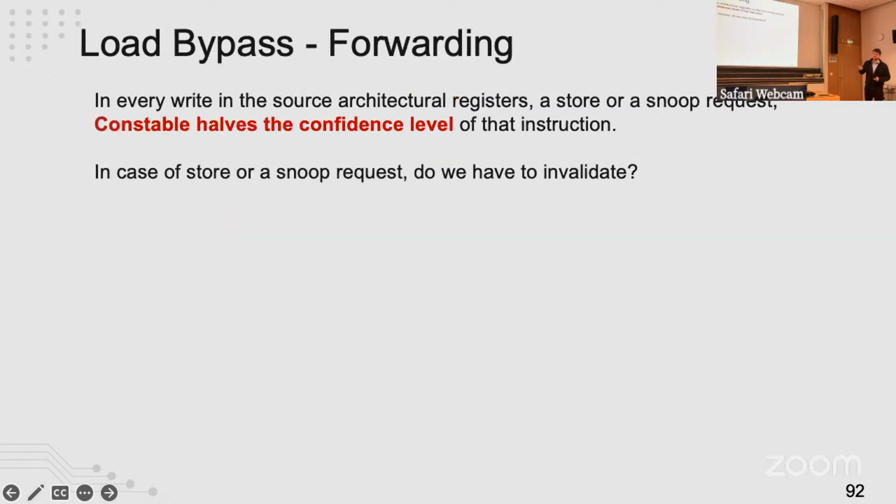And another one. I think I found it somewhere online. It's called load bypassing or forwarding. On every write of the source architectural register, or a store or Snoop request, Constable halves the confidence level of that instruction. In the case of a store or Snoop request, do we always have to invalidate it? Maybe if it's a random store somewhere, it's not often happening.